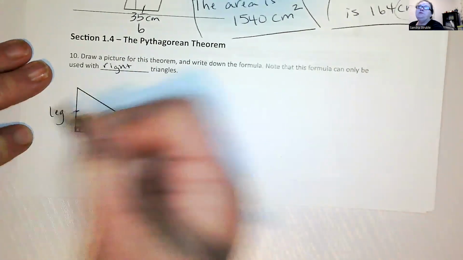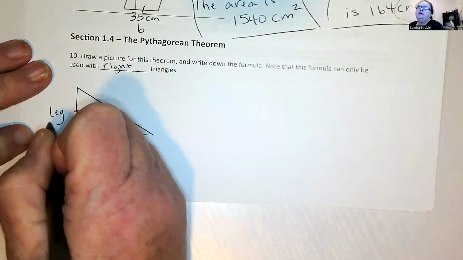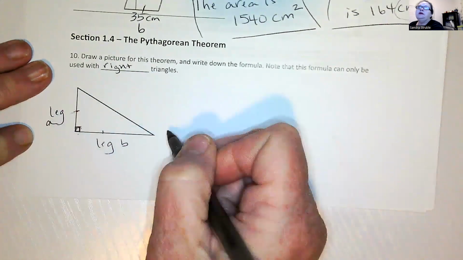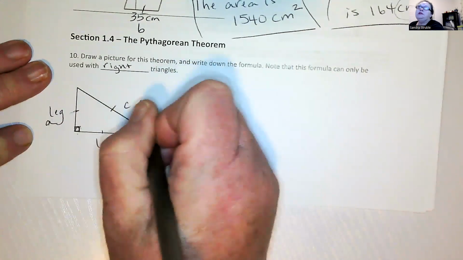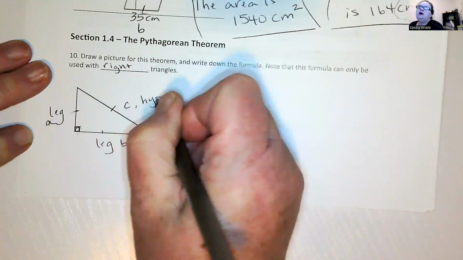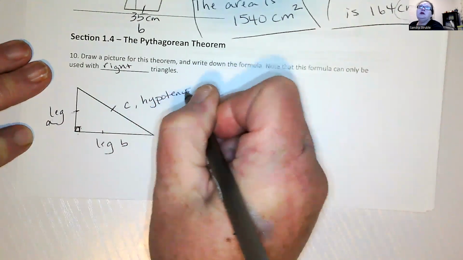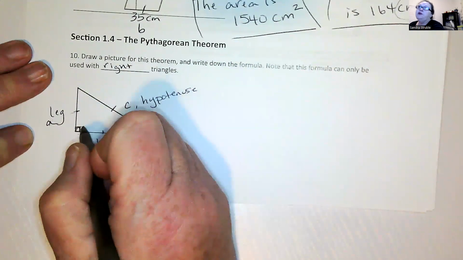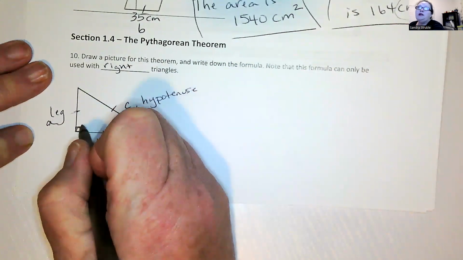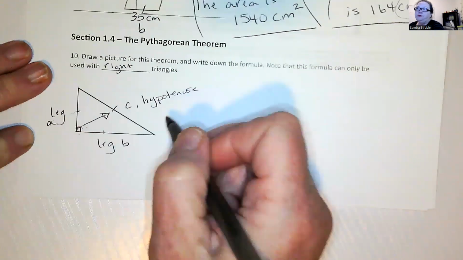There's leg A and B. I could label this one B or A, and this is leg B. All right. The last one here is leg C, and this is known as the hypotenuse. It is always the longest side of the right triangle, and it is always directly across from the right angle. Okay.